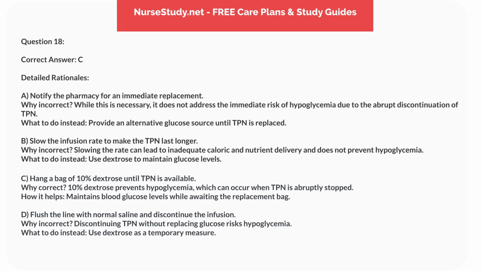C. Hang a bag of 10% dextrose until TPN is available. Why correct? 10% dextrose prevents hypoglycemia, which can occur when TPN is abruptly stopped. How it helps: maintains blood glucose levels while awaiting the replacement bag. D. Flush the line with normal saline and discontinue the infusion. Why incorrect? Discontinuing TPN without replacing glucose risks hypoglycemia. What to do instead: use dextrose as a temporary measure.